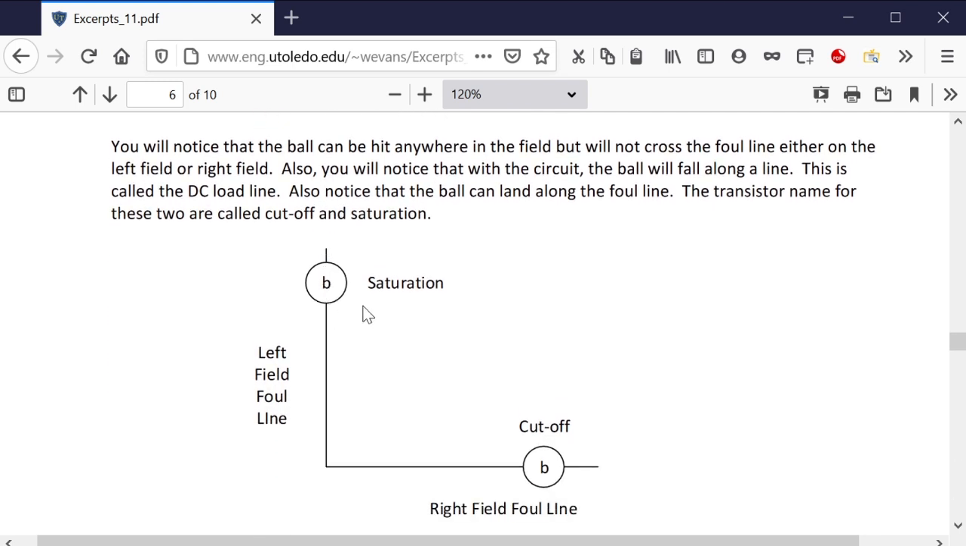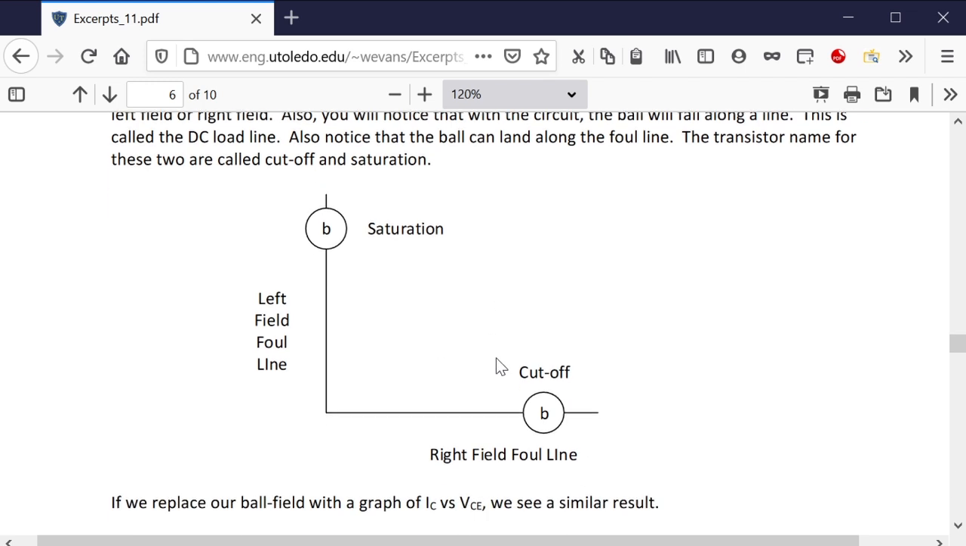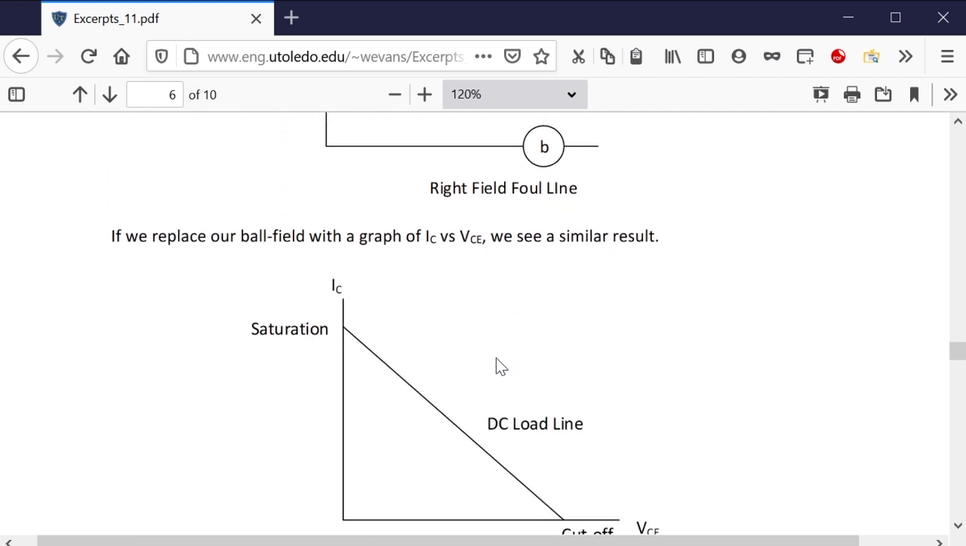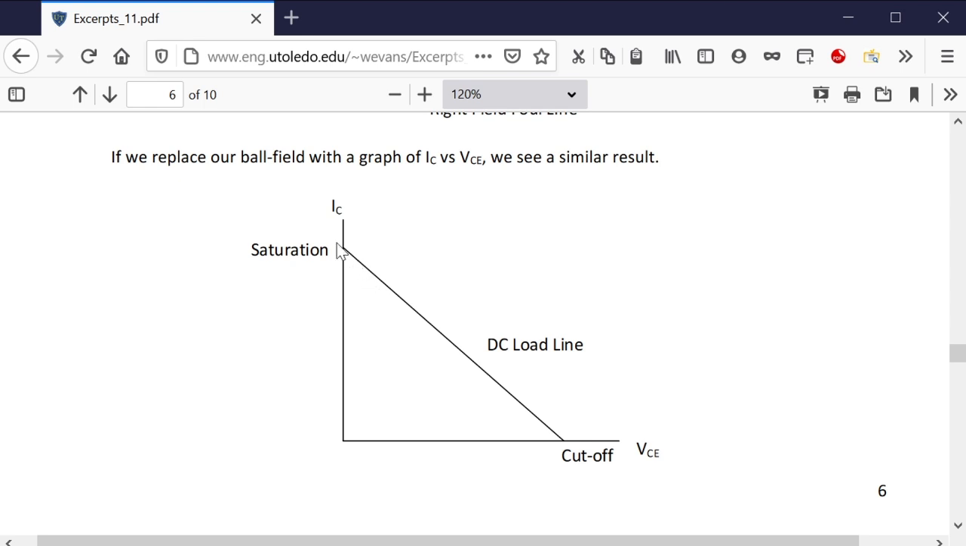So this is called saturation. That means the switch is closed. Current's flowing. Here you're in cutoff. There's no current flowing. Or out here you're doing amplification. In between the two, there's a load line. So you're going to hit the ball somewhere along this load line.